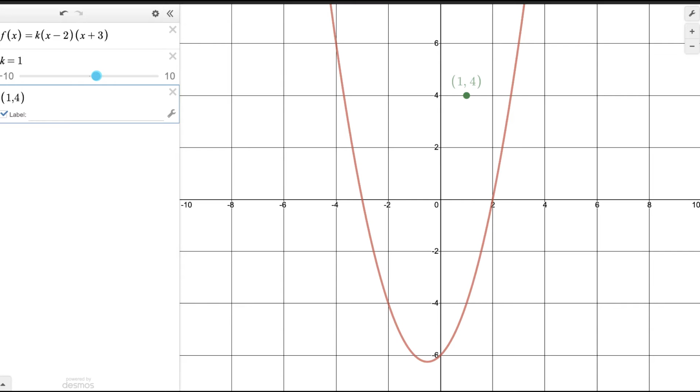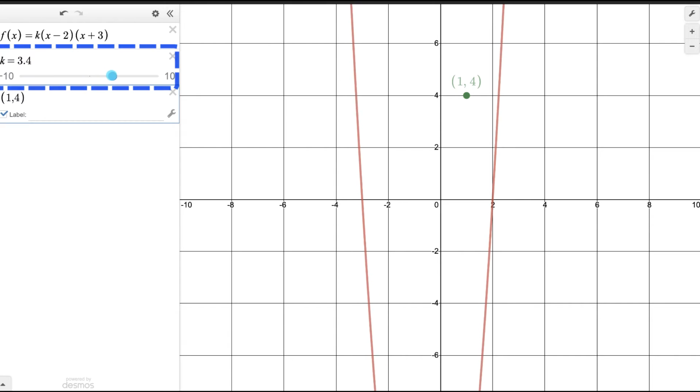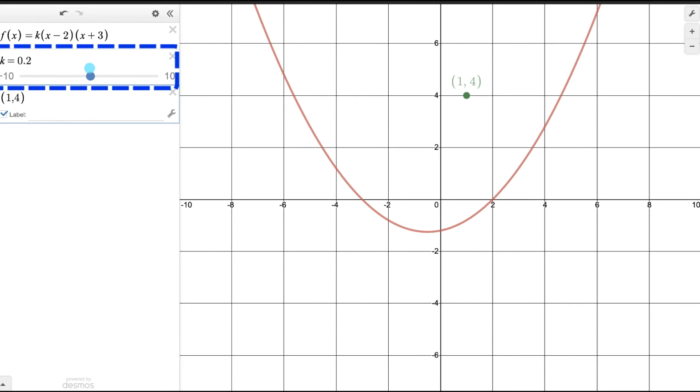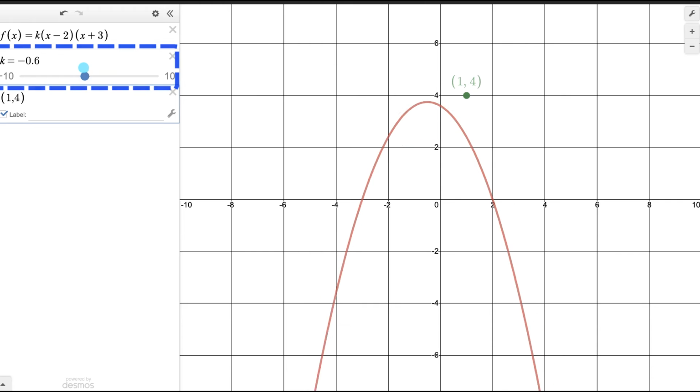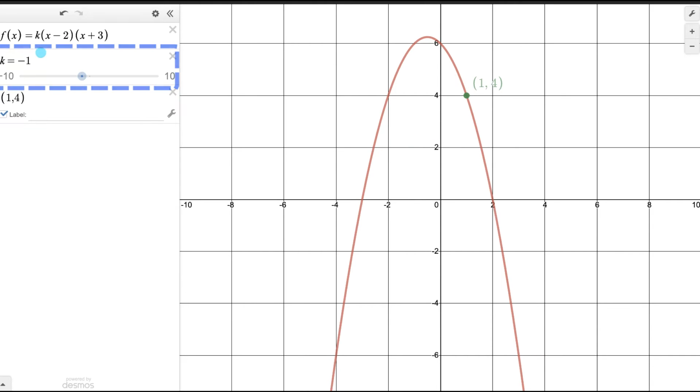To get it to pass through that point we want, without changing those x-intercepts, right, because we need the function to have those x-intercepts, we just vary the value of k. So we need to figure out what value of k is going to make it go through that point 1, 4. I think it's going to have to be a negative value of k. Let's look. It looks like -1.